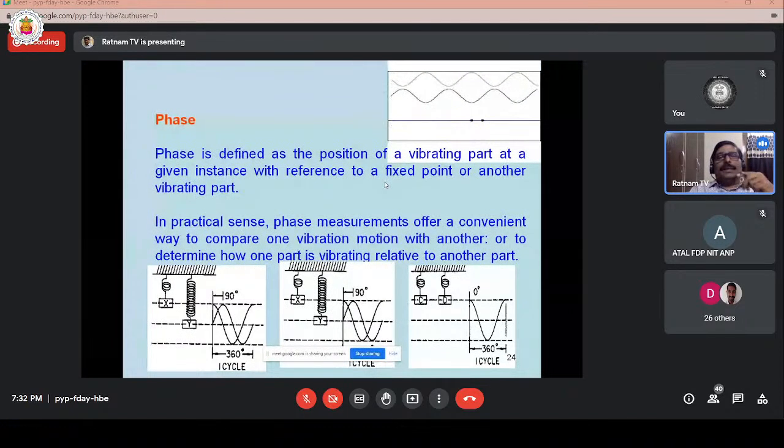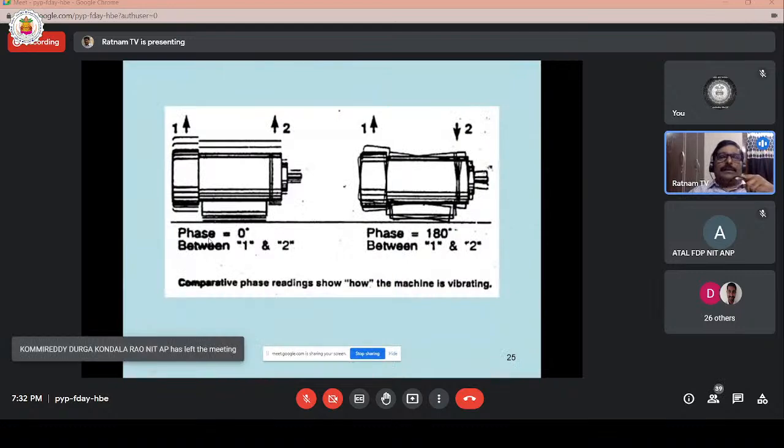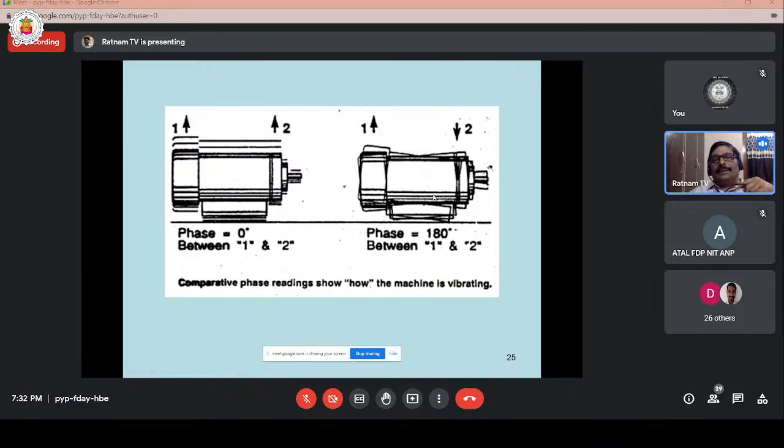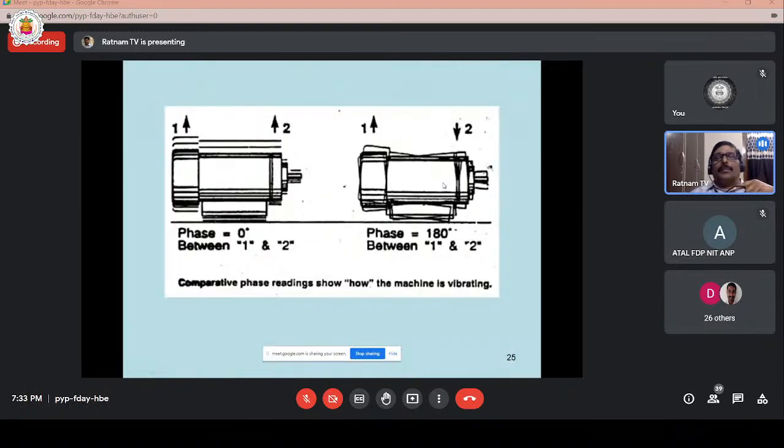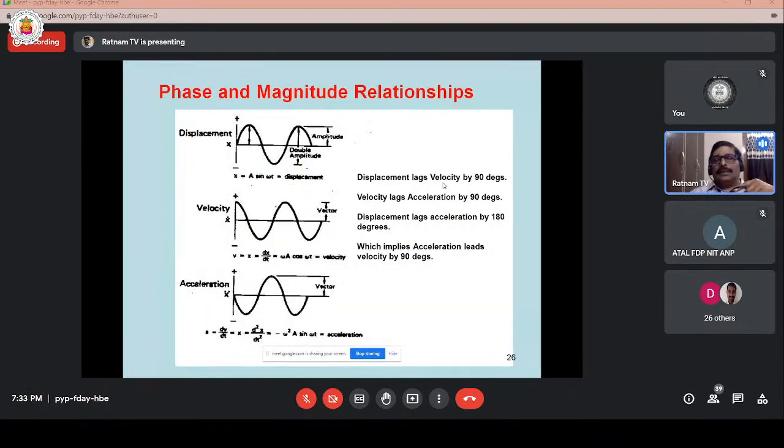Phase is a very important parameter in vibration measurement and analysis. It defines the position of a vibrating part at a given instant with reference to a fixed point or another part. In practical cases, this machine is vibrating at the drive end and non-drive end. If you observe the drive end and non-drive end, they are in phase with each other. In the other case, between the drive end and non-drive end, the machine is vibrating in opposite phase, 180 degrees out of phase.